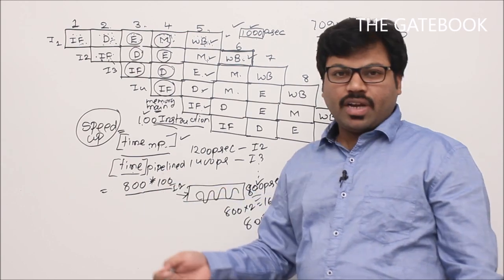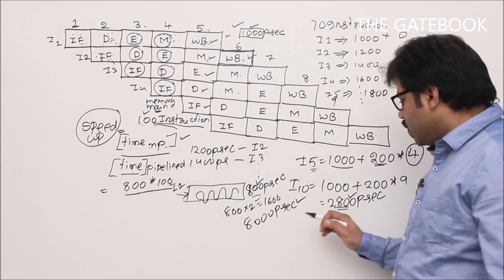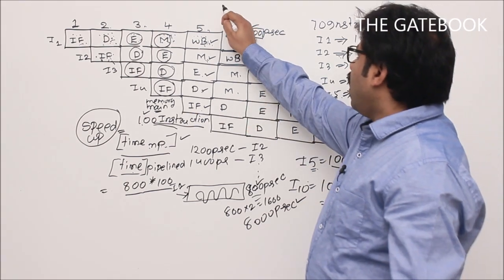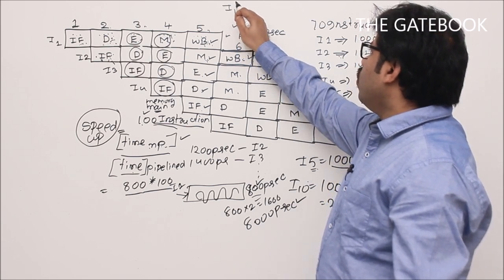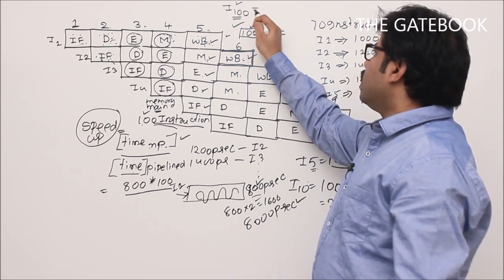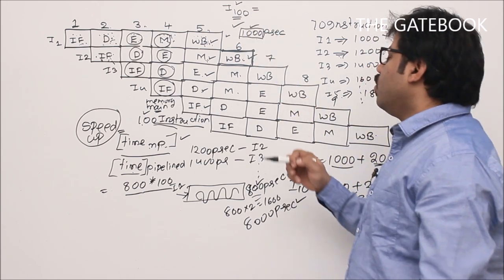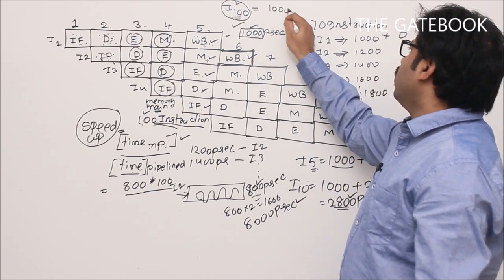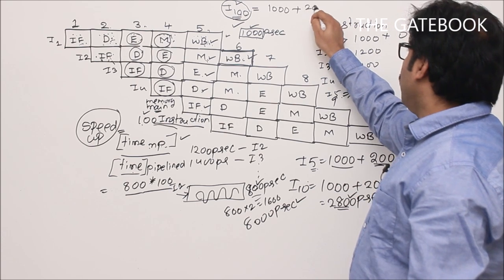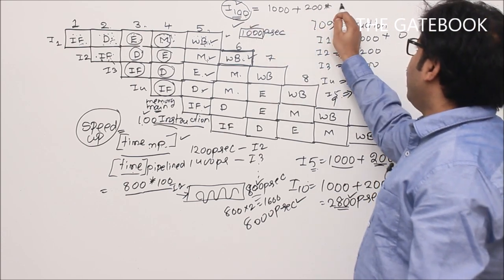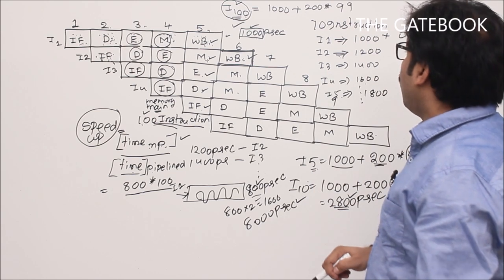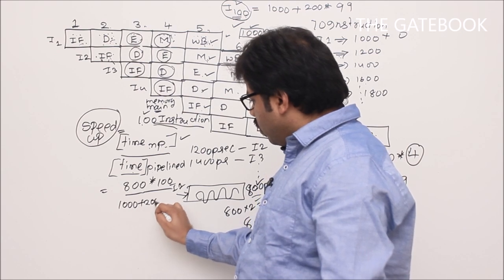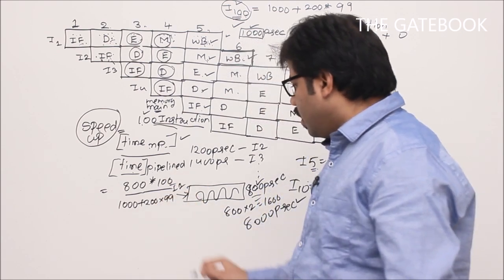The time required for pipeline for 100 instructions, we have a formula. I10 is nothing but 1000 plus 200 into 9. For 100 instructions, you should know when the 100th instruction is executed, because by that time everything is executed. So the time required is 1000 plus 200 into 100 minus 1, 99, correct? So 1000 plus 200 into 99. Let us simplify it.